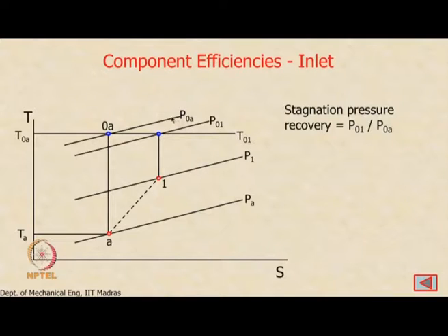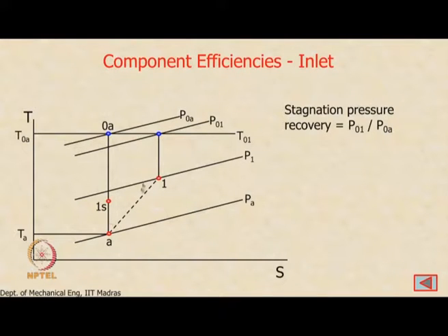So P01 over P0A will be equal to 1 if the compression process were isentropic, otherwise it is something less than 1. So this is a metric which is used routinely. There is also a slightly different metric which is used for subsonic inlets. This is a metric that is typically used for supersonic intakes, and for subsonic intakes there is a metric which goes like this.